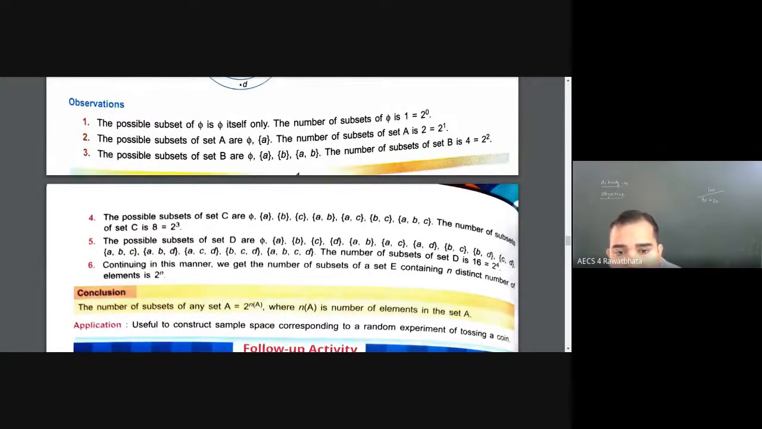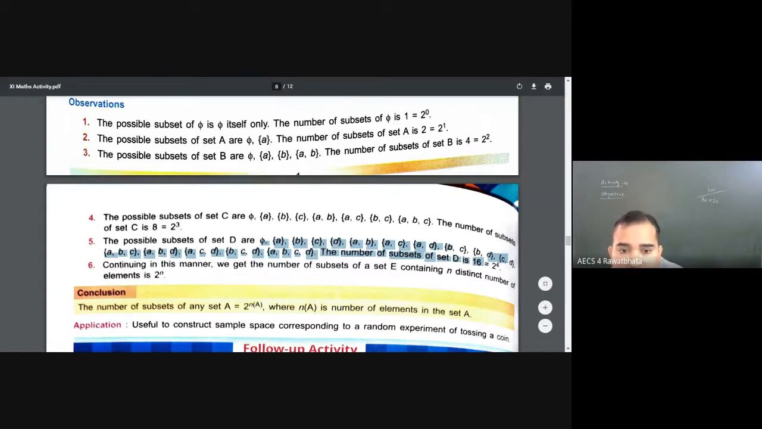For D it will be 2 raised to power 4. 2 raised to power 4 means 16 subsets. There they have found 16 subsets. So it means that the number of subsets obtained is quite the same as we get from the formula. So you can generalize: the number of subsets of a set containing n distinct elements will be 2 raised to power n. So the formula is verified.